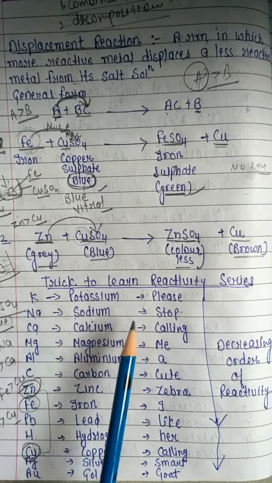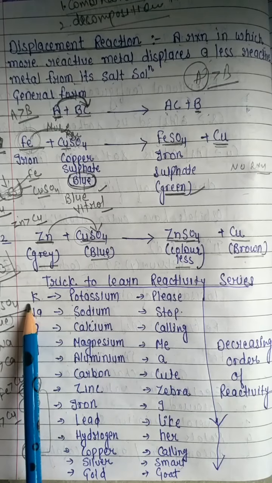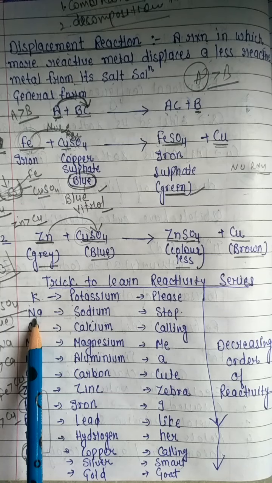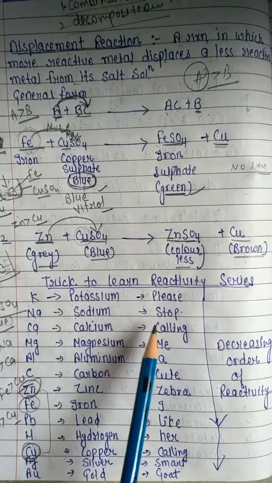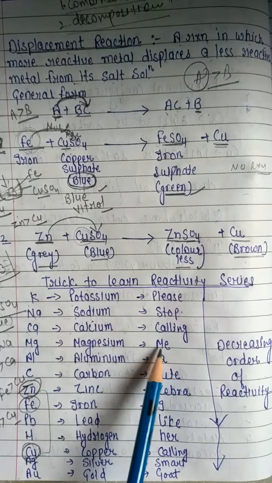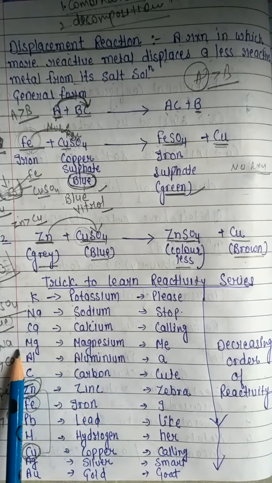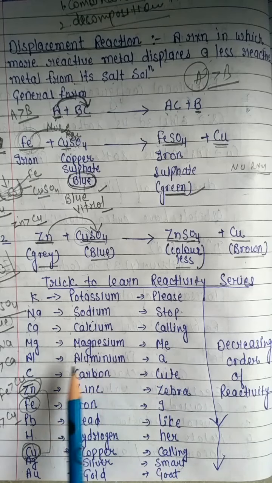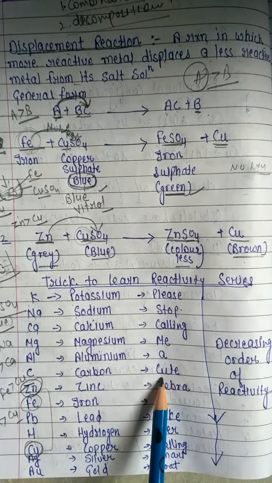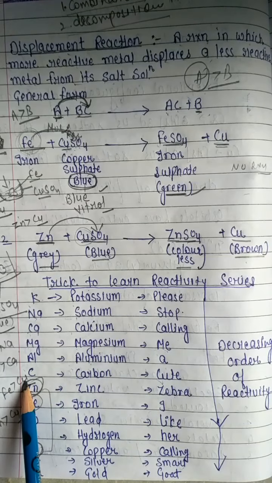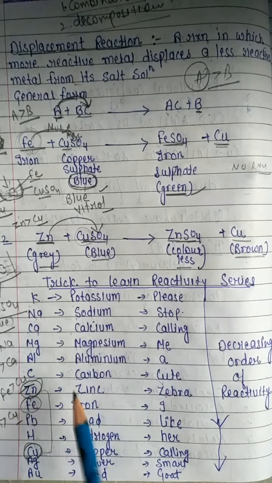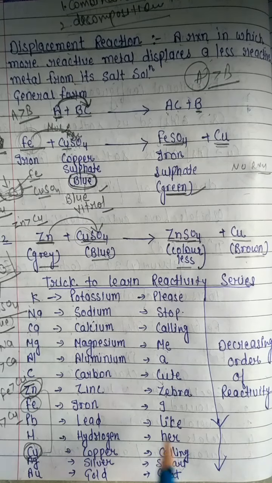P means potassium. S means sodium, the symbol is Na. Calling, Ca, calcium, symbol is Ca. Me, magnesium, that is Mg. A means aluminum, symbol is Al. Cute means carbon, that is symbol C. Zebra means zinc, that is symbol Zn.